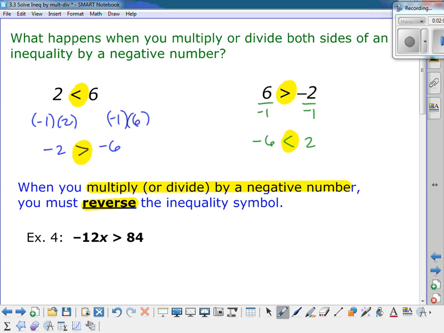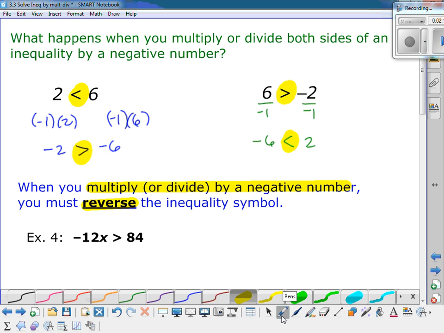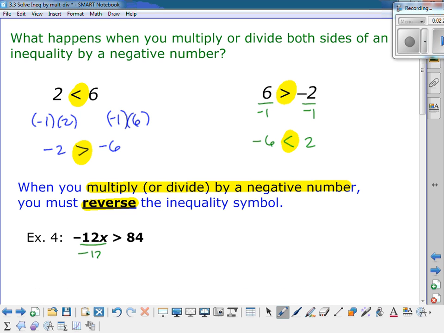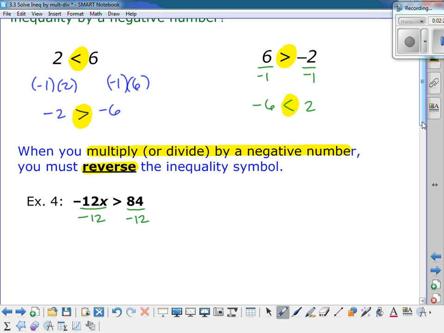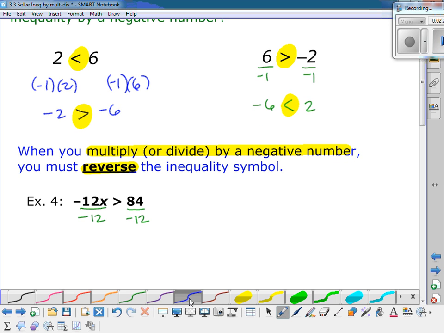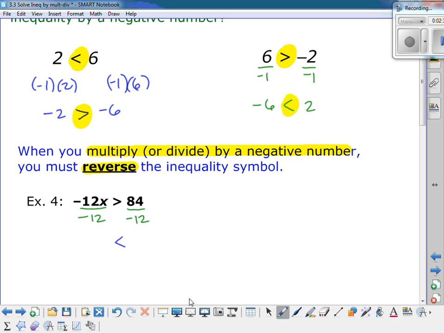So for example 4, we have negative 12x is greater than 84. All right, so the x is being multiplied by negative 12, and the opposite of multiplication is division. So I'm going to divide both sides by negative 12. Okay, I'm dividing by a negative, so what do I have to do to the symbol? Switch it around. So now, instead of greater than, I'm going to make it less than. And so the negative 12s cancel out, and I have x, and negative 12 goes into 84 7 times, but it's a negative 7, because we have a positive divided by a negative.